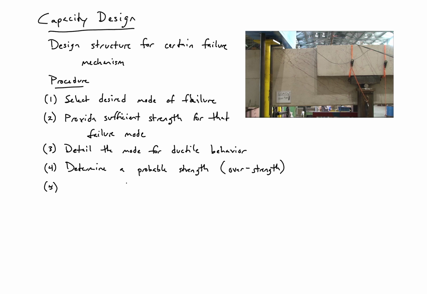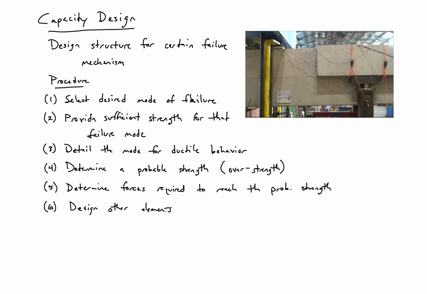Step 5 is then we determine the forces required to reach the probable strength. And then finally, in the 6th step, we'll design the rest of the beam. So we'll design the other elements of the structure to withstand these forces.